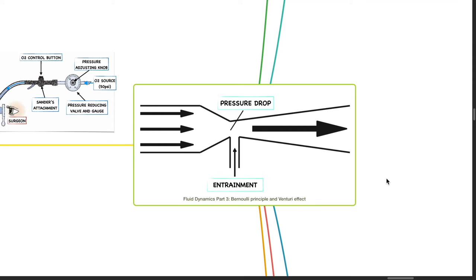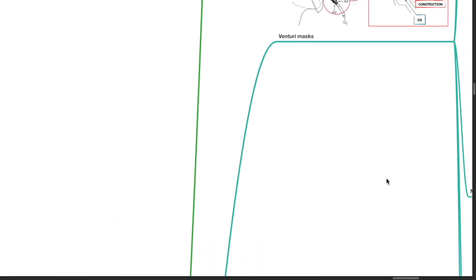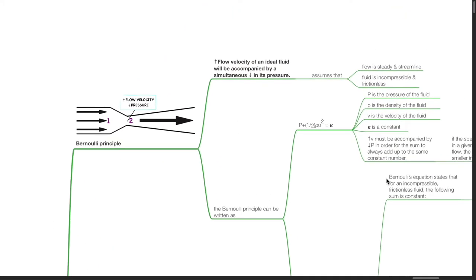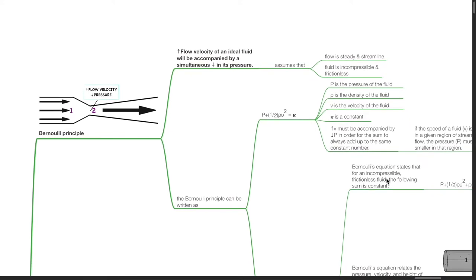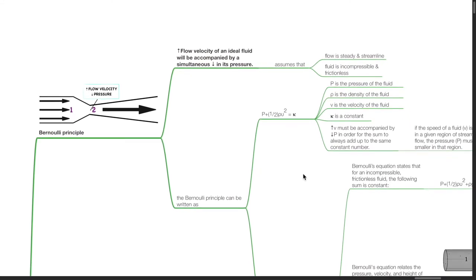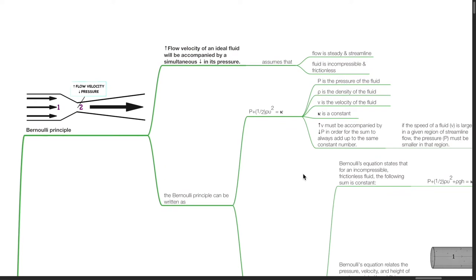Today we'll be discussing the Bernoulli principle and the Venturi effect. The Bernoulli principle states that increased flow velocity of an ideal fluid will be accompanied by a simultaneous drop in its pressure. It assumes that flow is steady and streamlined, and the fluid is incompressible and frictionless.